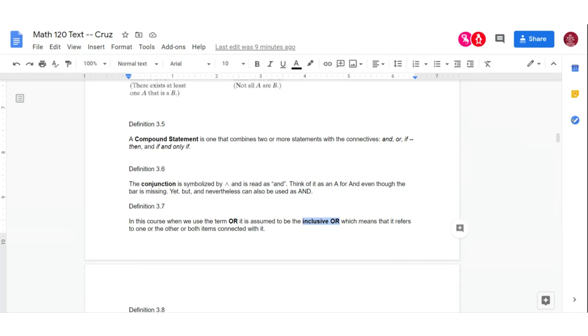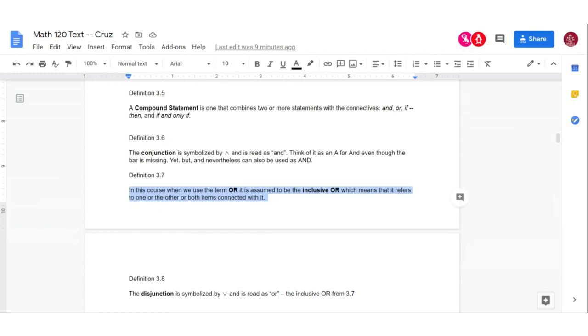Now, the way I kind of think of this is that it looks like a V. Now, how do you relate that to "or"? I'm not sure. It's just that that's the one for "or." It looks like a V, but it doesn't have anything to do with V. It's just "or." Okay, we all right?